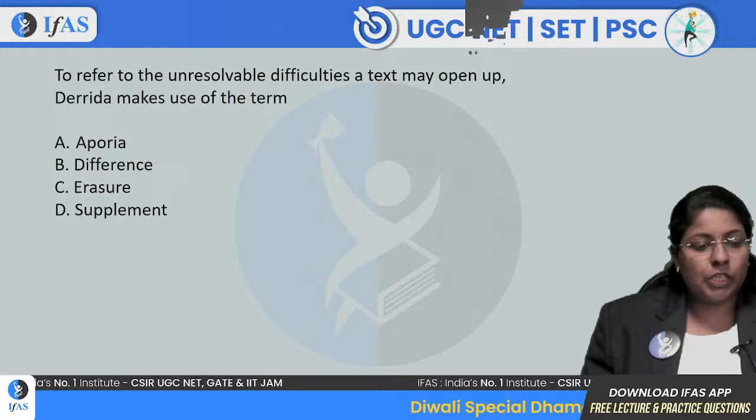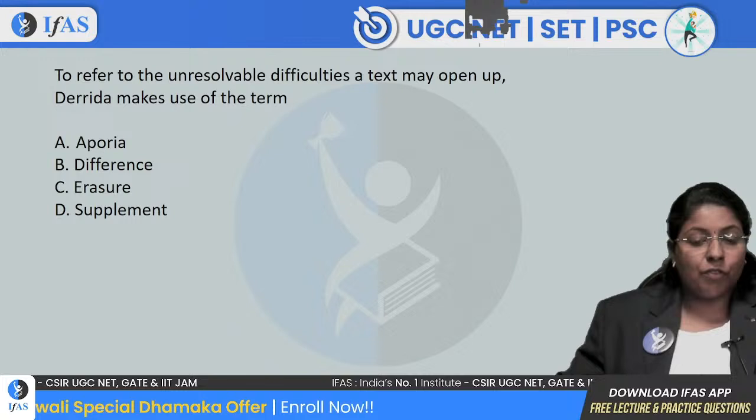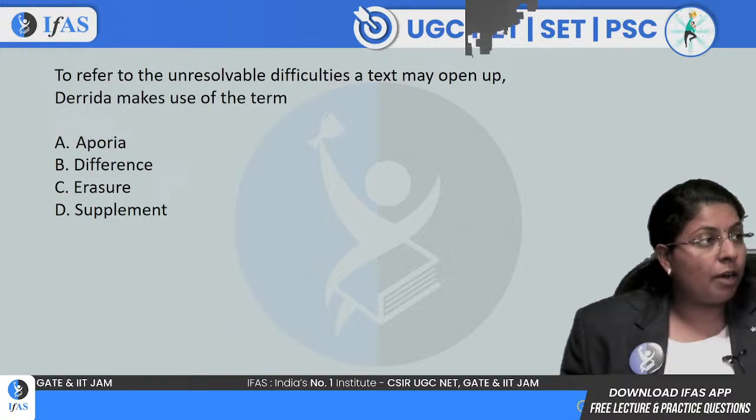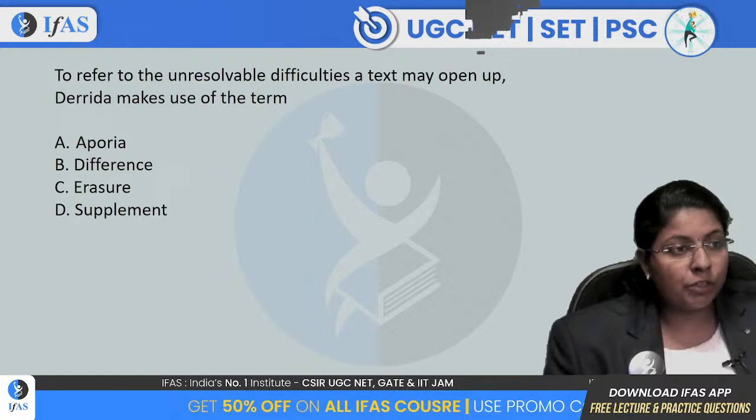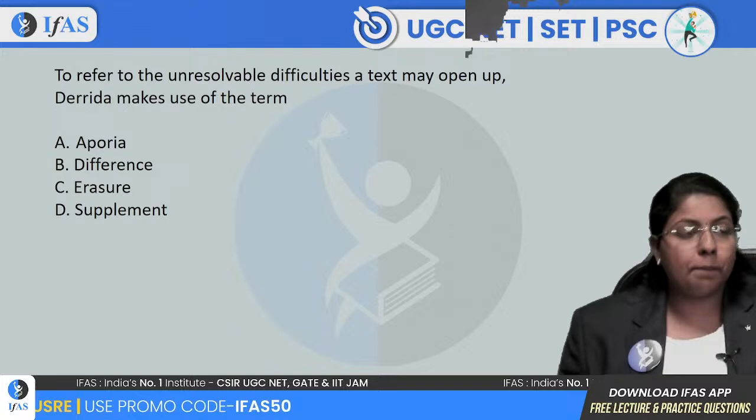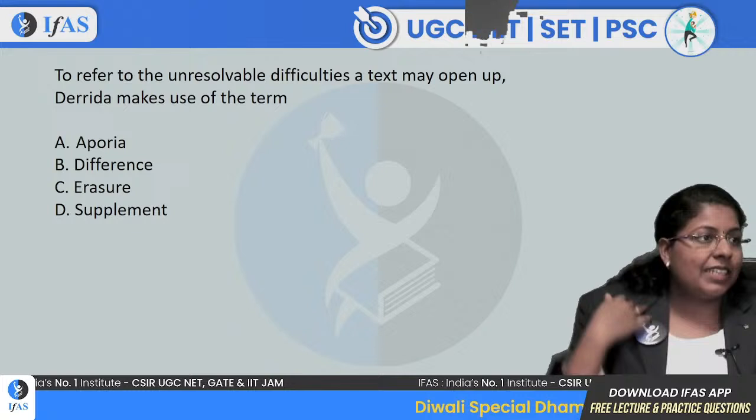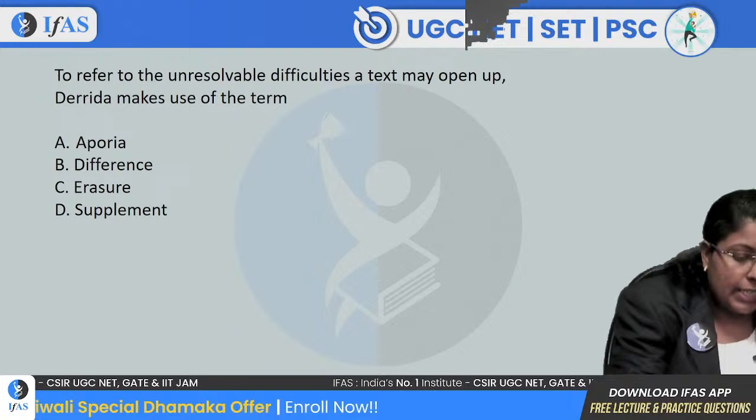To refer to the unresolvable difficulties of a text, Derrida makes use of the term... what will be the term? Please tell me the answer. The options are: A, aporia; B, difference; C, erasure; D, supplement. I got an instant answer from Mariam: aporia. Let's check the right answer, whether it is aporia or not. Yes, the answer is aporia. So the answer for the first question is aporia.